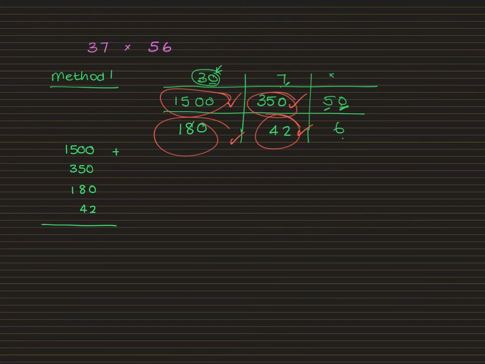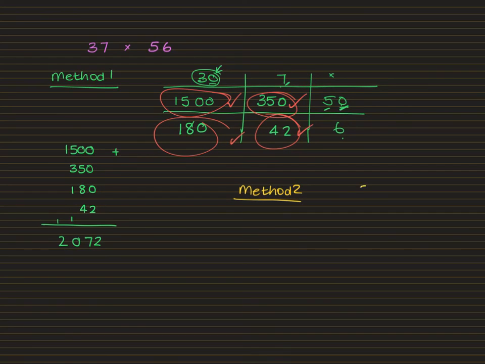So add that up. I've got a 2. 5 plus 8 is 13. 13 plus 4 is 17. 5 plus 3 is 8. Plus 2 is 10. And I get 2072.